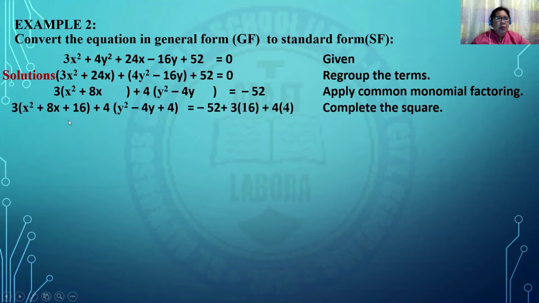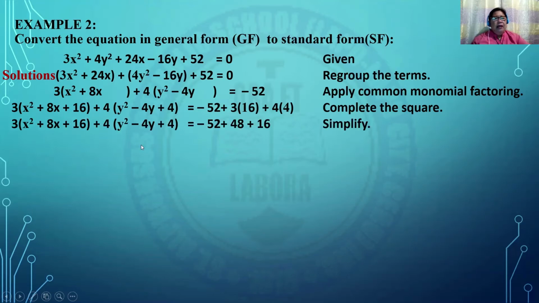Then you have to complete the square. So in completing the square, take half of 8, and that is 4. Square 4 is 16. So the third term of the trinomial is 16. Then here, take half of 4, it's 2. Square 2, it's 4. So the third term of the trinomial here is 4. And do not forget to add also to the right side. Since you are adding 16 here with a multiplier of 3, you add also 3 times 16. And here you have 4 with a multiplier of 4. You also add 4 times 4.